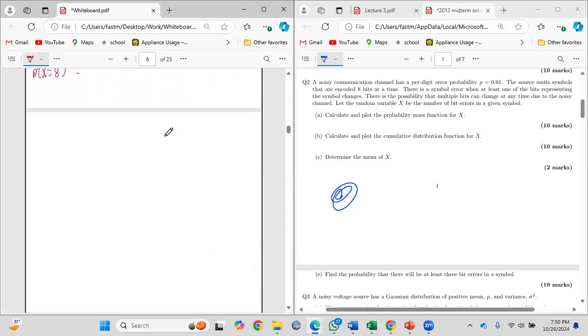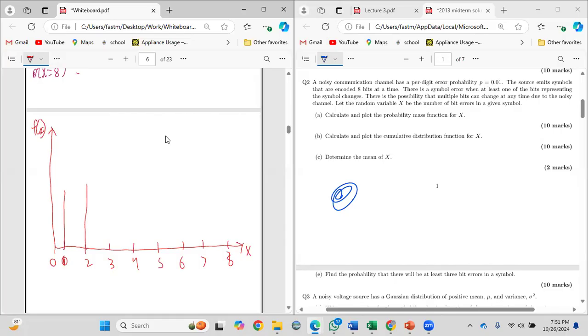So what did you do for your PMF? You already have all the probabilities and you already have your x's, which is your number of bits flipped. So you have 0, 1, 2, 3, 4, 5, 6, 7, and 8. And you have each probability, so you just sketch it. However it looks, it's just a sketch, not drawn to any scale. And this would be a PMF or PDF, however you memorize it.